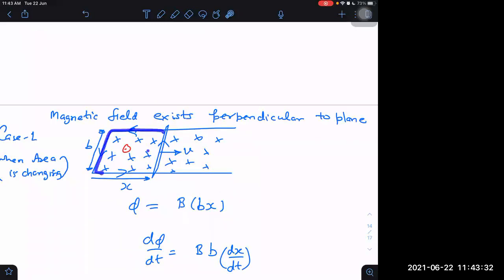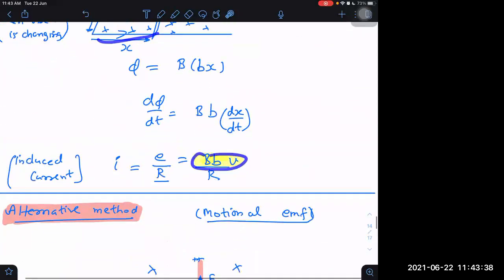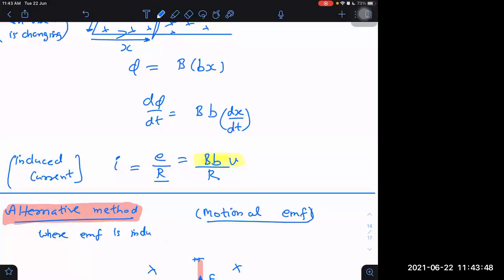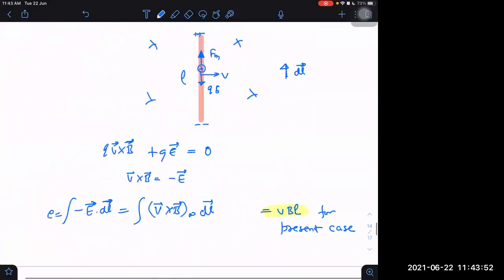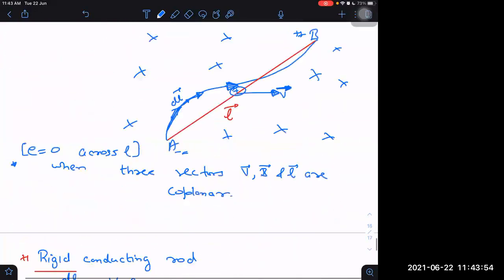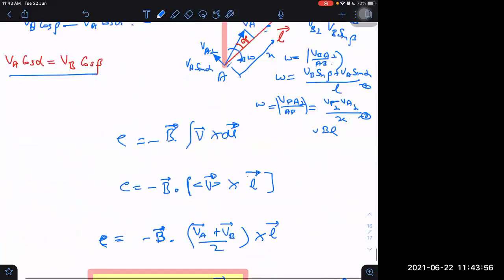This gives us the idea that EMF is induced, but it does not tell us where it is induced. What is the induced EMF? B into L only. This is the same formula, no difference. But where is it induced? The alternative method gives us the idea of where EMF is induced. It is induced in the moving parts, in the moving rods. Okay, done.